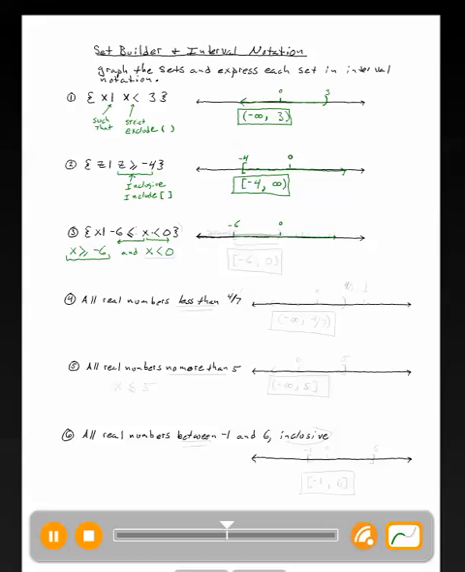And since it's greater than or equal to, we're going to put a bracket. Now our other condition says x has to also be less than 0. So since it's less than, we're going to start at 0, and we're going to go to the left because it's less than. And we're going to put our parenthesis because it's strictly less than.